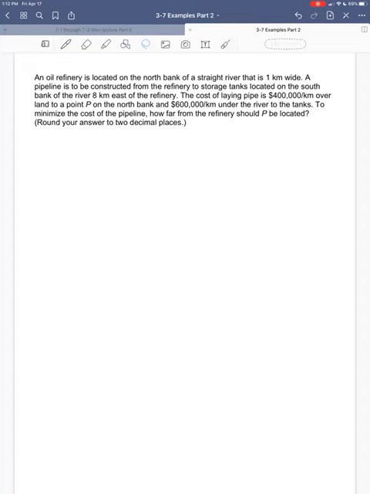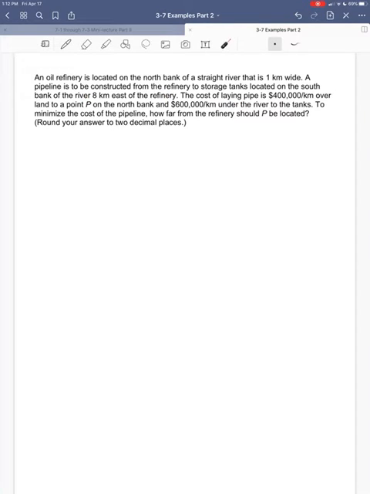In this problem, we're looking at an oil refinery. It's located on the north bank of a straight river that's 1 kilometer wide. A pipeline is to be constructed from the refinery to storage tanks that are on the south bank of the river, so across the river 8 kilometers east of the refinery.